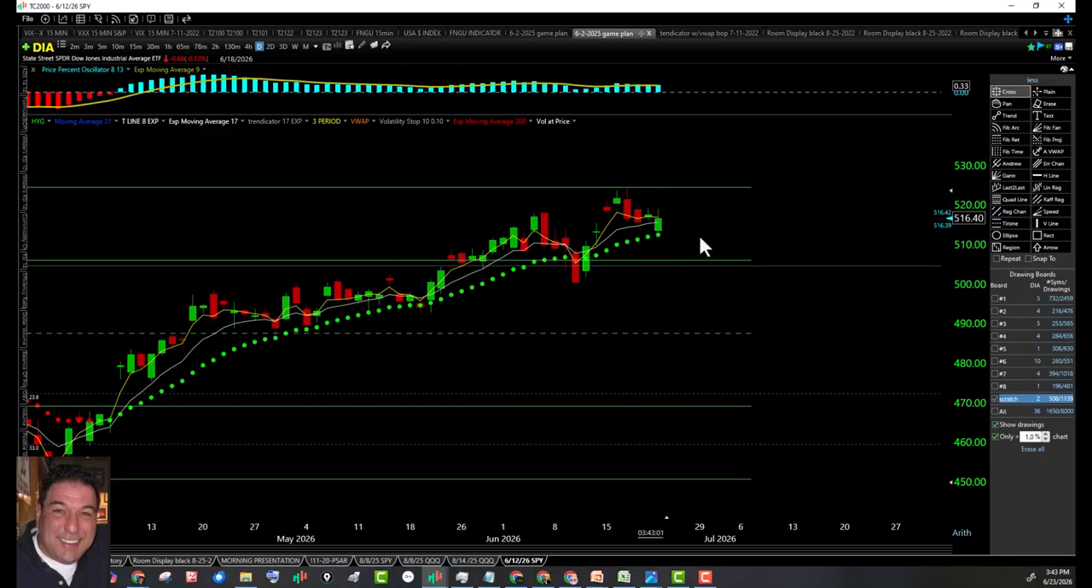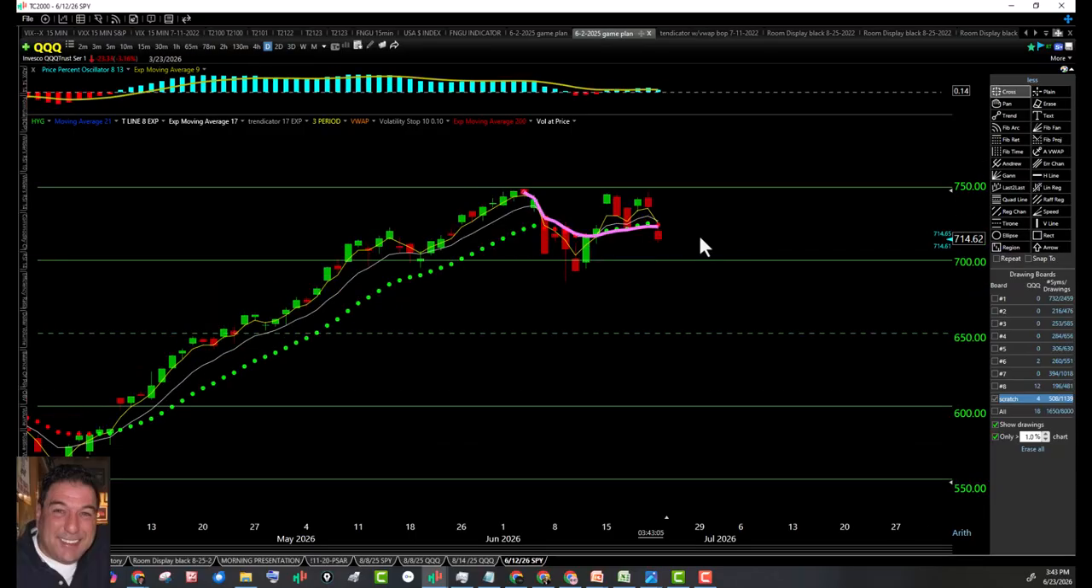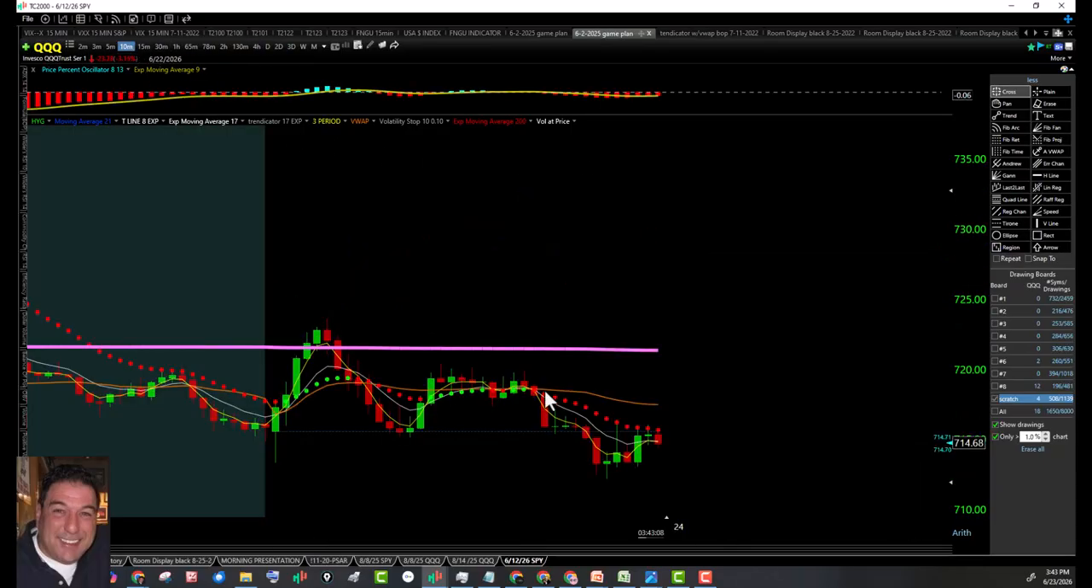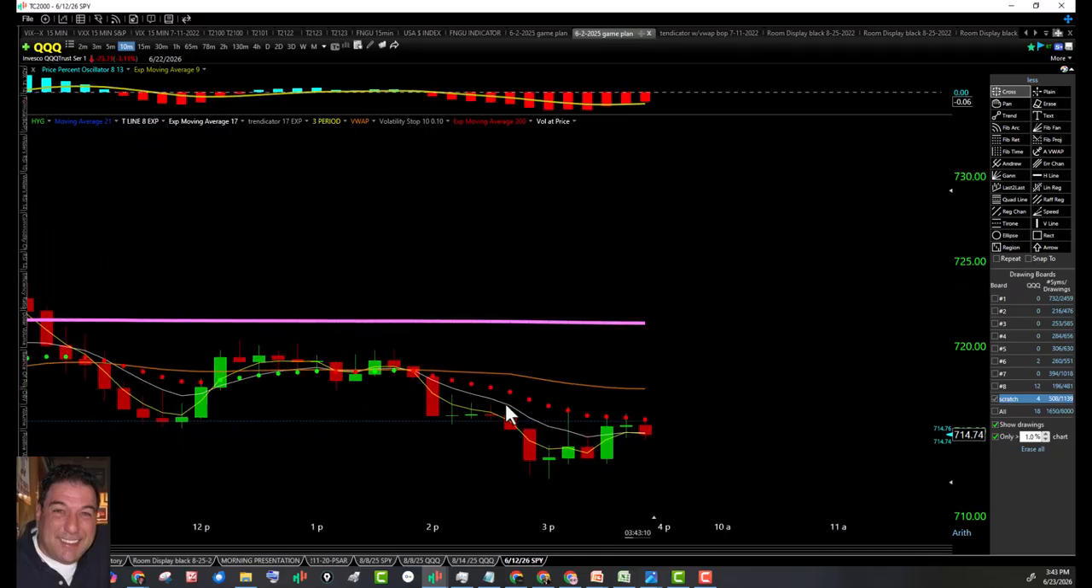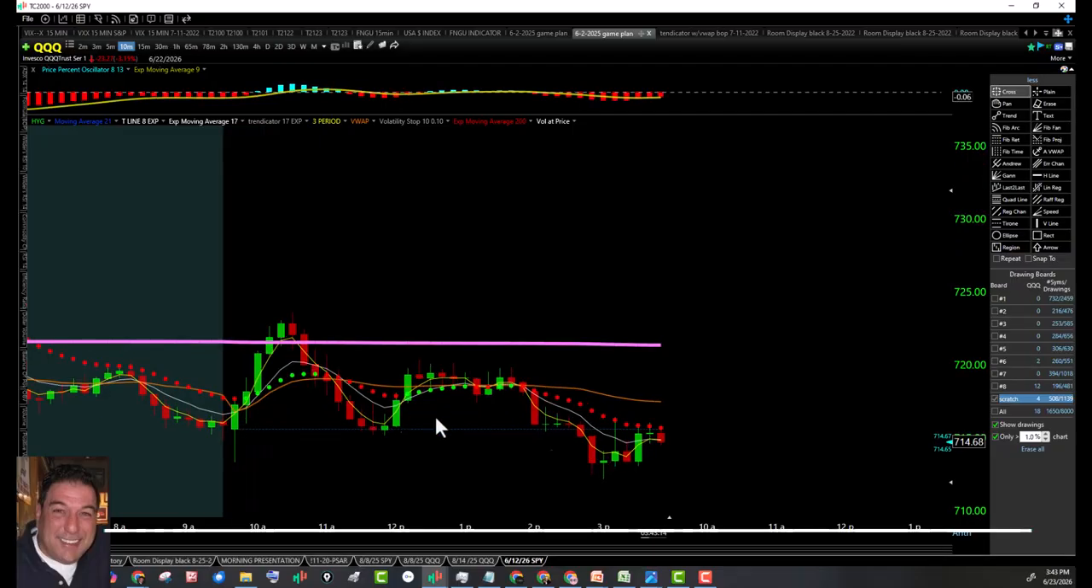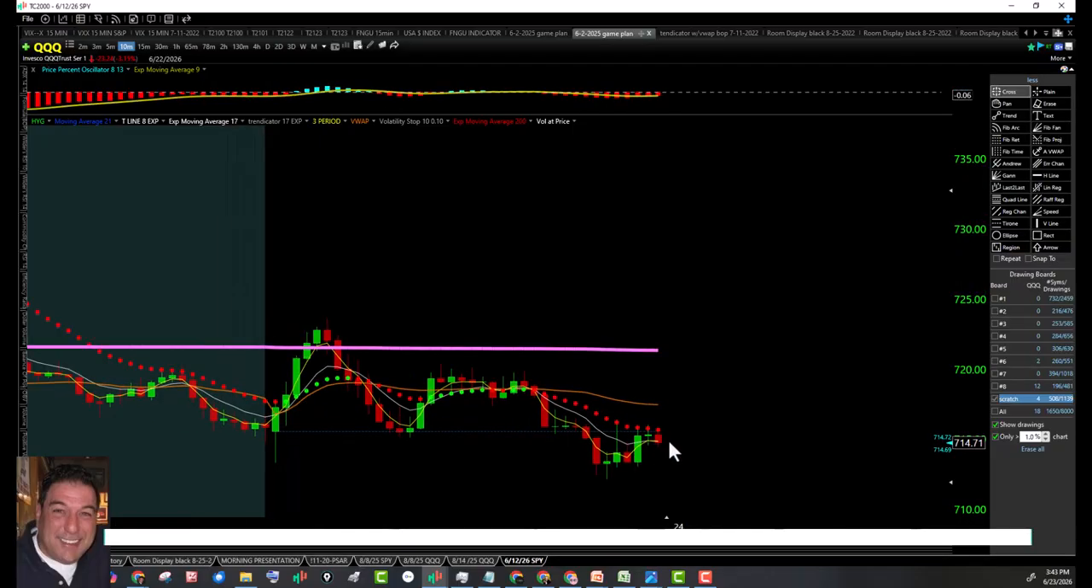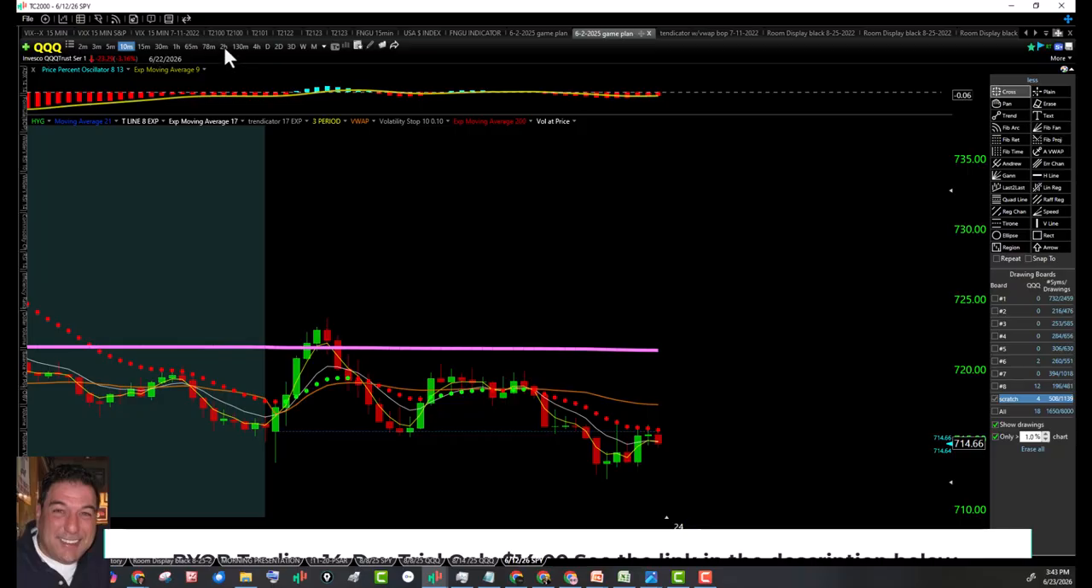All right, let's take a look at QQQ. We'll start on the 10-minute and work our way up. 10-minute, got a 10-minute downtrend that just got pinched off here. Going to call it 10-minute bearish consolidation into the close for the 10-minute chart.